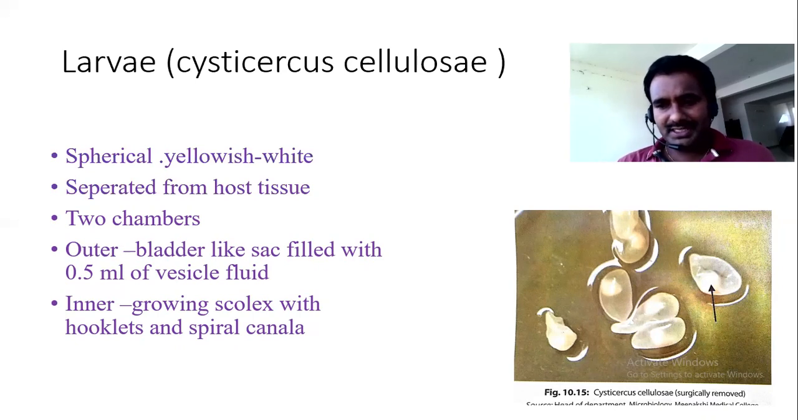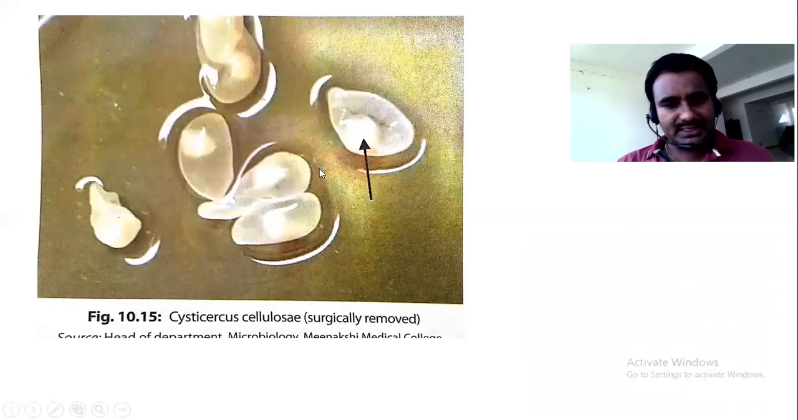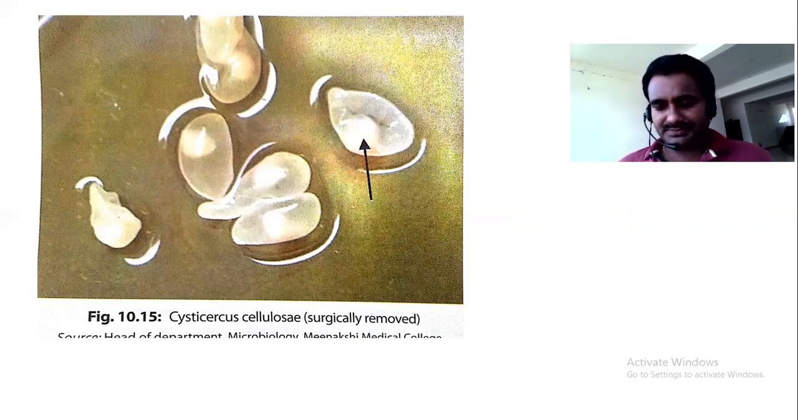So here it is the Cysticercus cellulosae, which is surgically removed. The next picture I will show you has this. Here it is Cysticercus cellulosae, surgically removed, round oval in form, filled with the cysticercus fluid. Inside, it has the evaginated scolex.